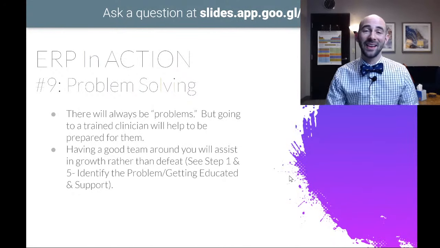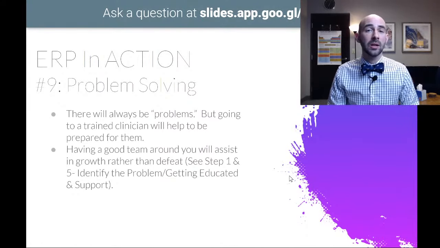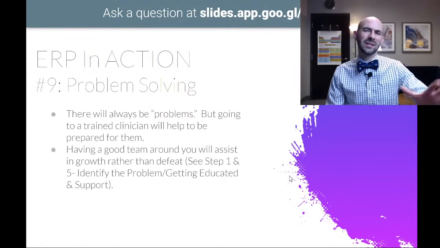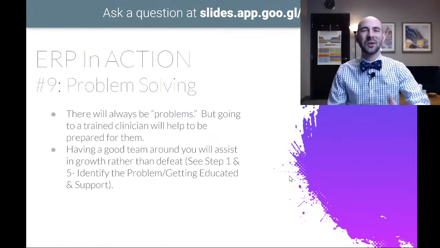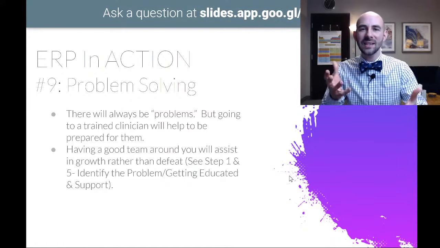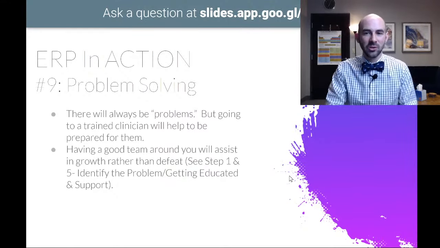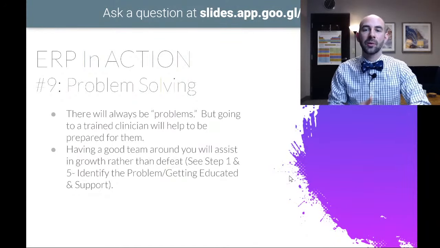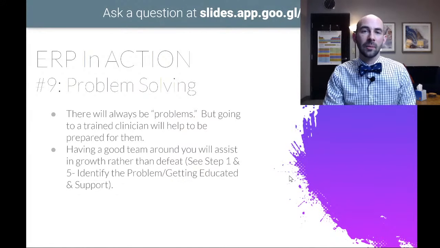Problem solving. We want to expect most problems. Of course, anything can take us by surprise, but when you become expert, and not even talking about clinically expert, but if you're a sufferer or a family member, when you get expert at catching those things, being aware, you can start to anticipate problems. And so that's what we do when we have a good team around us, when we've done the tracking, step 1, step 5, identifying the problem, getting educated, and then gaining support. We want to problem solve issues that come up.